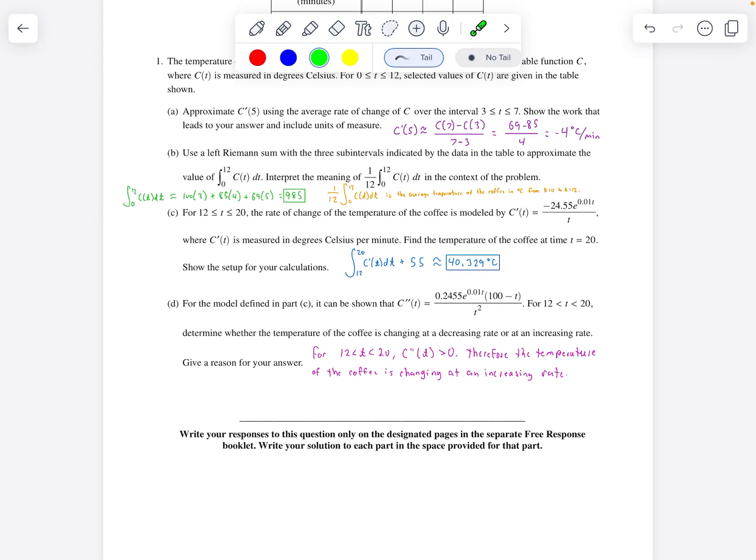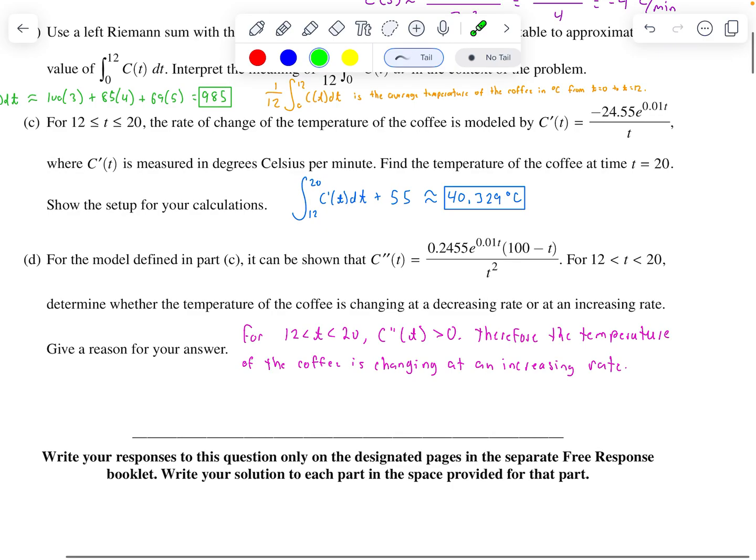And then finally, part D, they give us the second derivative and ask us, this is the second time already this year that we've seen a question like this. Is something changing at a decreasing rate or an increasing rate? Actually, the first question we answered was, is something increasing? We already knew it was increasing. It said, is the thing increasing at an increasing rate or decreasing rate? But really, that's just a second derivative question.